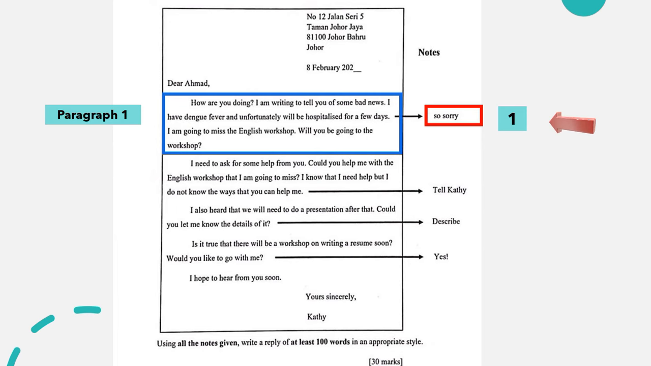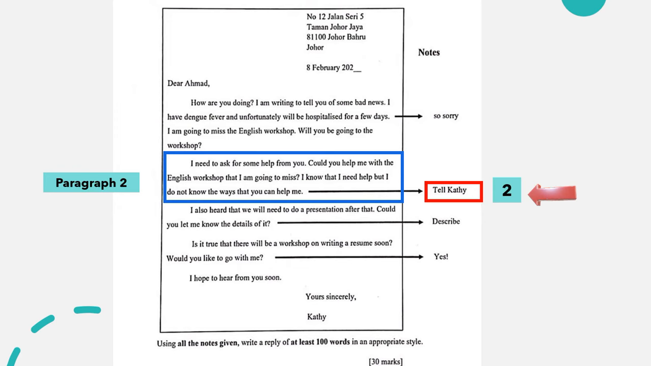In paragraph 1, you will see that the writer, Kathy, will be hospitalized due to dengue fever, and so she is going to miss the English workshop. You will respond by saying that you are sorry to learn that she is going to be hospitalized soon. You would need to look at the arrow to where the note is connected to the different sentence. Here you can see that so sorry is connected to Kathy being hospitalized. So specifically, say sorry to the fact that Kathy will be hospitalized. But you can also say after that you are also sorry that she will miss the English workshop.